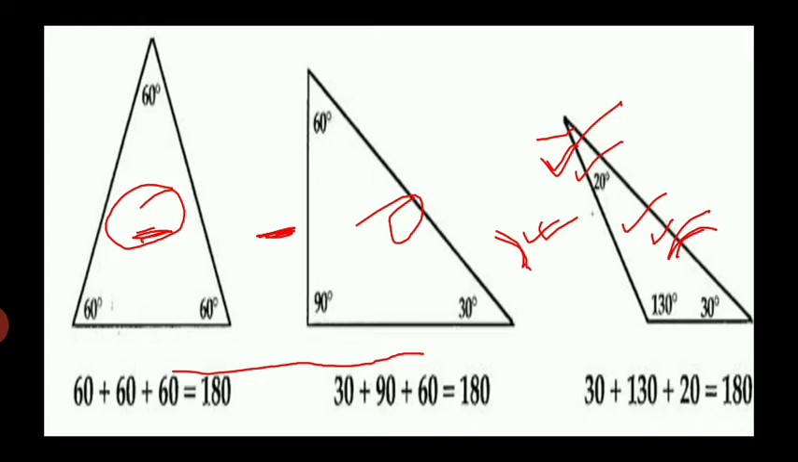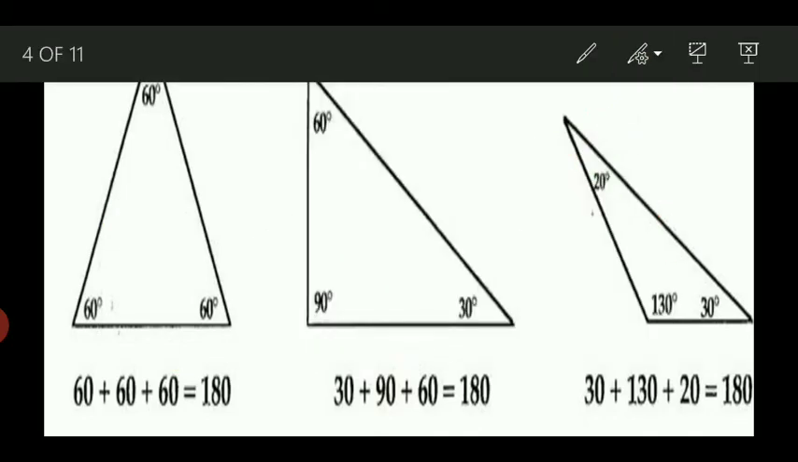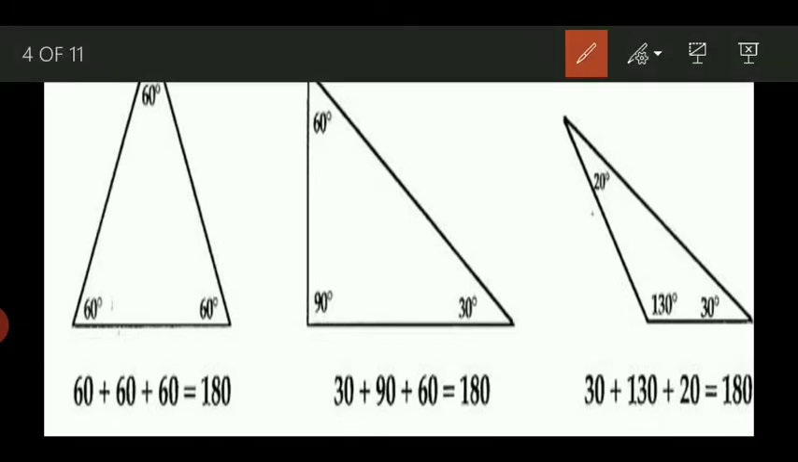Now you see, there are three types of triangle. One, you see all angles are 60 degrees. That means all angles are equal. So when all angles are equal, it is called an equilateral triangle. Now if you add all these three, then you will get 180. So 60 plus 60 plus 60 is 180.